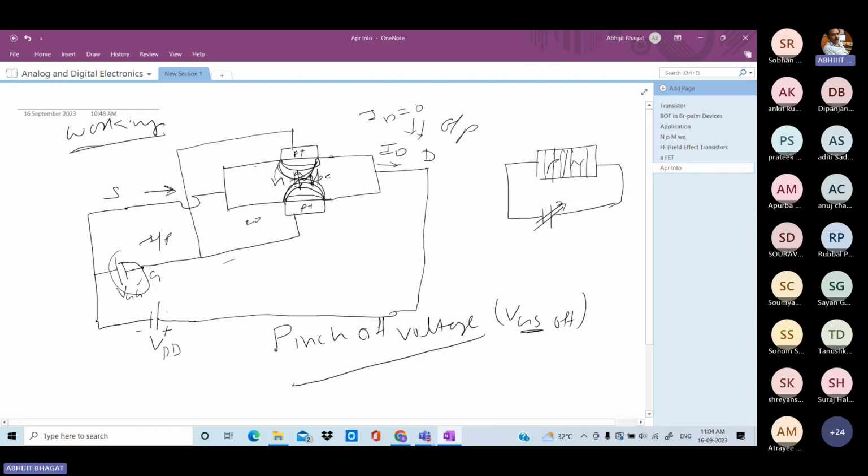Pinch off voltage is the minimum value of VGS, gate to source voltage, for which output current is 0. You can note down pinch off voltage. Pinch off voltage is the minimum value of VGS, gate to source voltage, for which the output current ID is 0. It's called pinch off voltage.